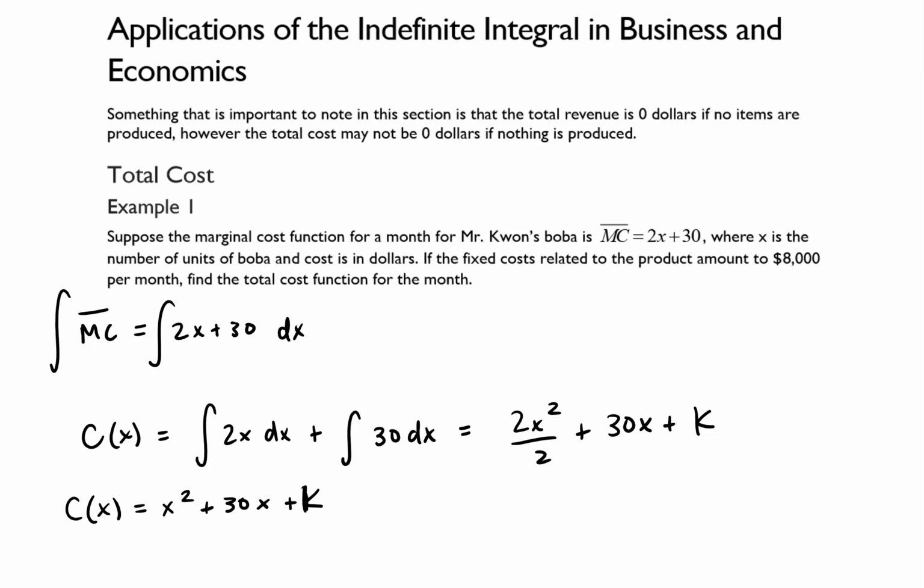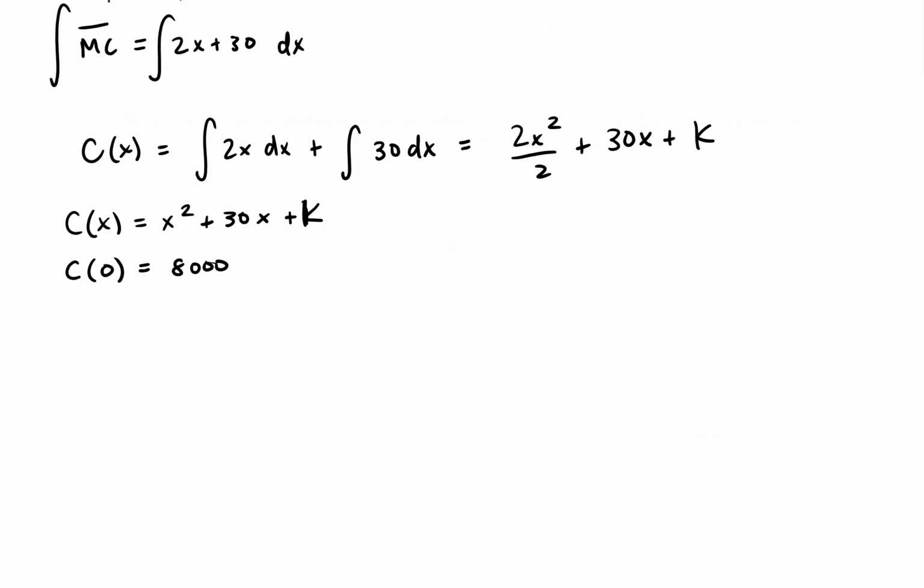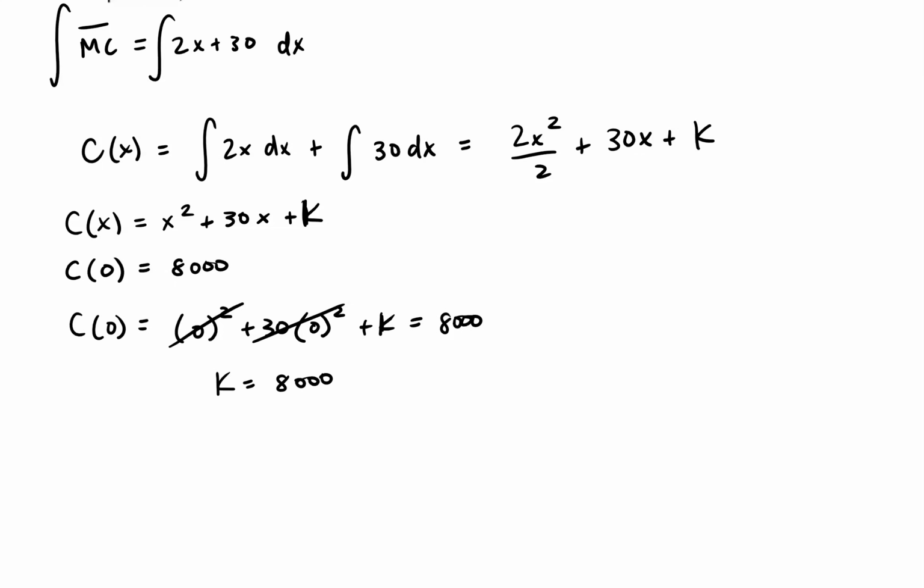Now, we still need to figure out what k is, and we know that the fixed costs are $8,000, which is another way of saying that C of 0 is equal to 8,000. That's helpful because if we plug in 0 for x, the output is 8,000, and these terms will disappear, so we just end up getting k is equal to 8,000. That means that our total cost function is equal to x squared plus 30x plus 8,000.